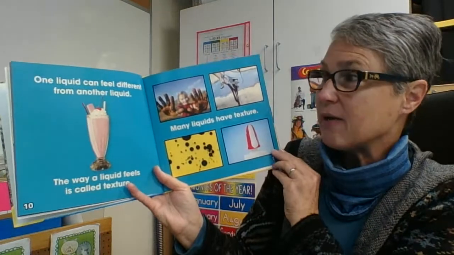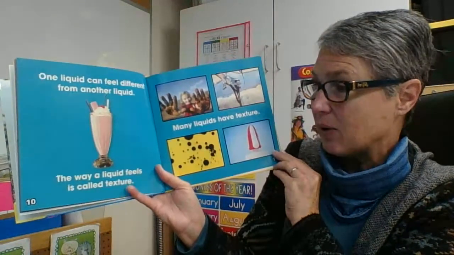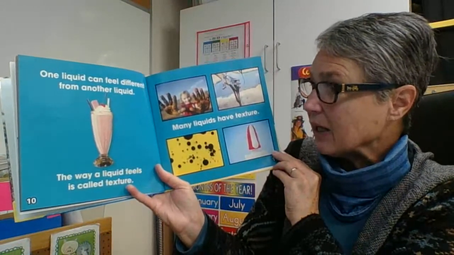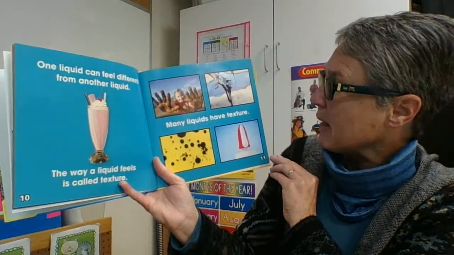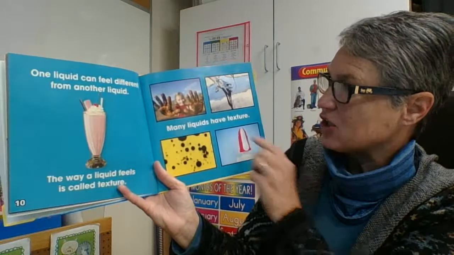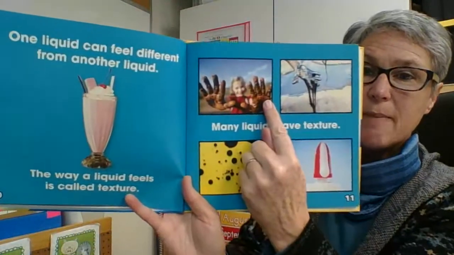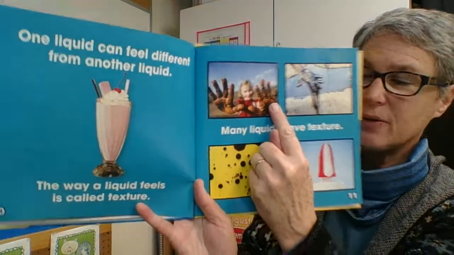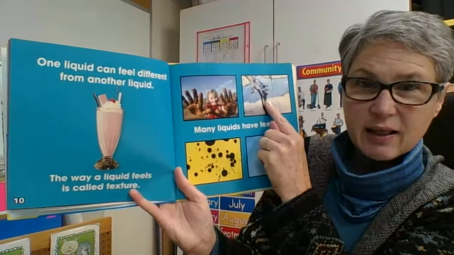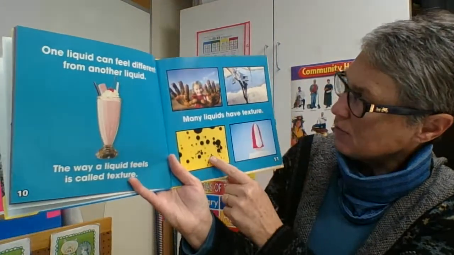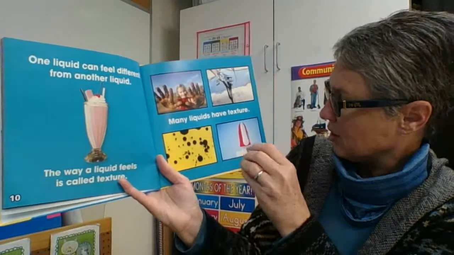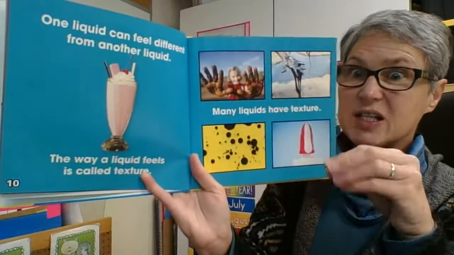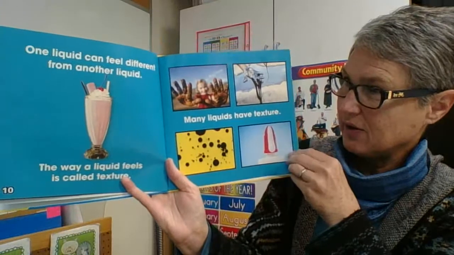One liquid can feel different from another liquid. The way a liquid feels is called texture. Many liquids have texture. Ooh, mud. Mud has a gritty texture. And water has a clean kind of texture. And this one looks like it's oily, so it would have a very slippery texture. And then glue, a very sticky texture.